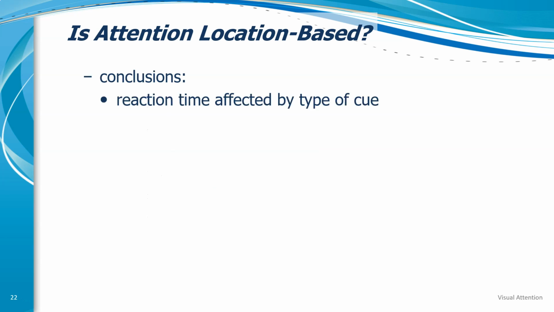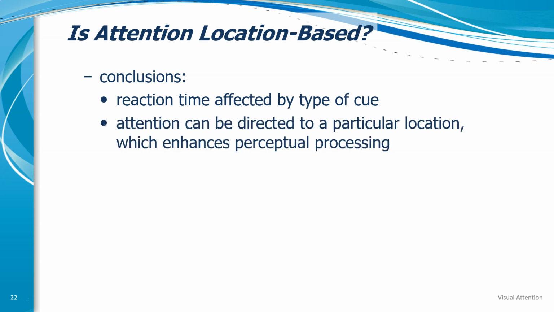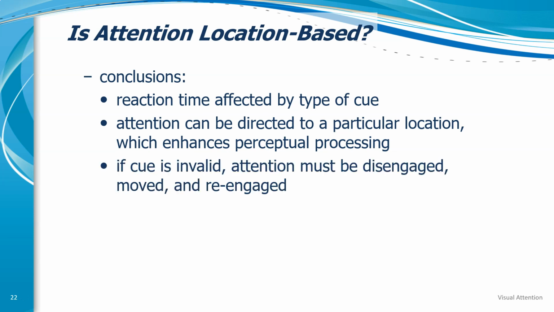Your reaction time is affected by the type of cue, valid or invalid. Your attention can be directed to a certain location, and if it does that, it can enhance your perceptual processing. We can see that in the reaction time being faster. In an invalid cue, presumably we've got to disengage, move, and re-engage our attention. All of this takes a lot longer before we can press the correct button.